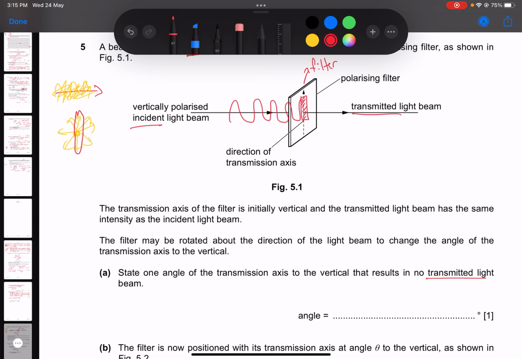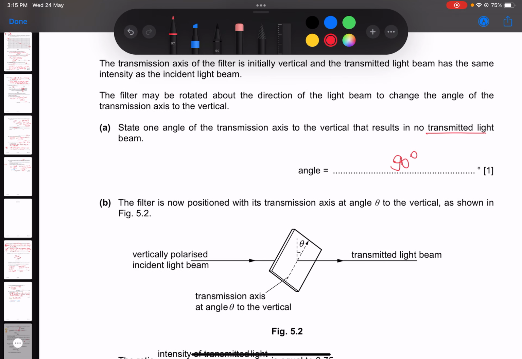But if you put the angle like this, 90 degrees to the wave direction, the up and down direction, it's totally cutting it, so there won't be any transmitted light. Exactly. So it has to be 90, or 270, or keep adding 180 to 90. We have to give only one, so 90 would be fine, or 270 would be fine too.